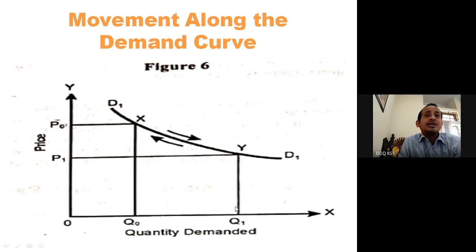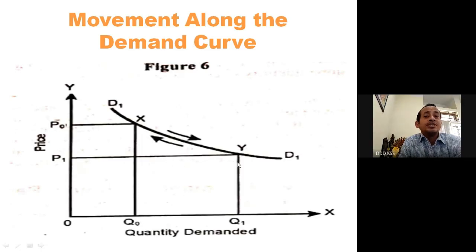So this is basically movement along the demand curve. Due to the decrease in the price, demand has increased to Q1, OQ1. This is basically the expansion of the demand curve. The demand curve has expanded from X to Y. This is known as the expansion of the demand curve.